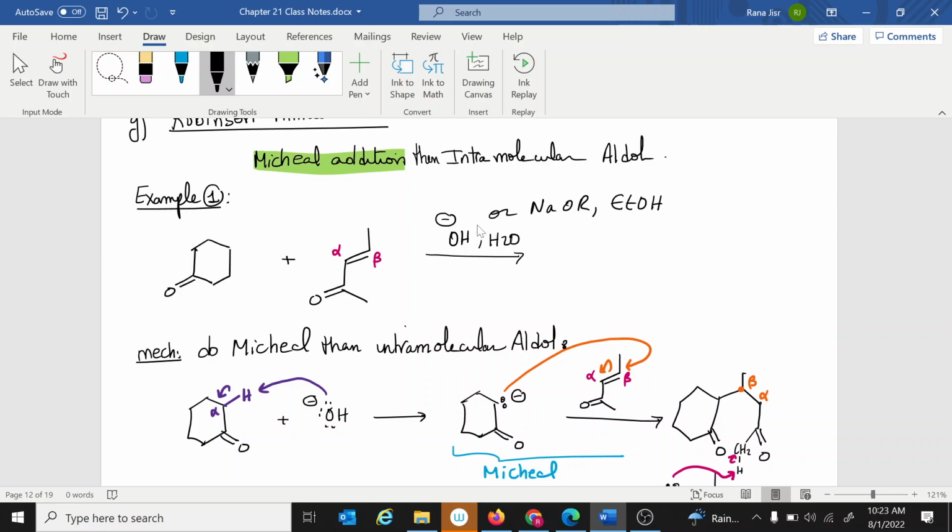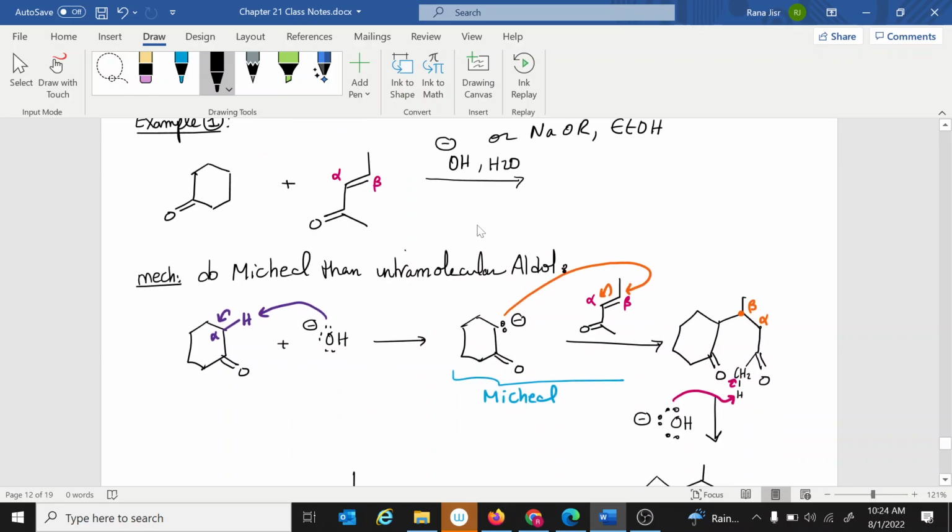To start with the Michael addition, I need to create my enolate and then allow the enolate to attack the beta carbon to get the Michael addition. So you start with your enolate here. You look at your alpha carbon, alpha hydrogen, allow the base to take the alpha hydrogen, so you're going to make the enolate. After you make the enolate, you allow the enolate to attack the beta carbon, forming a negative charge on the alpha.